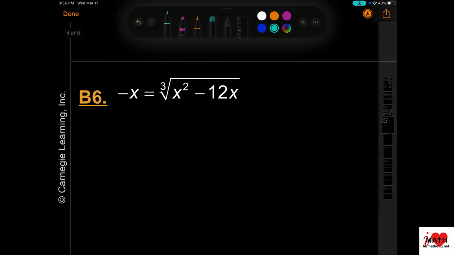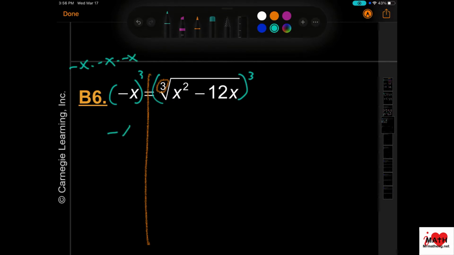Okay, this one is isolated. There's nothing in front or behind it. Okay, now we're going to identify the index, which is this one right here. So I'm going to do the third power to each of these. On the left side, negative x to the third power gives me negative x times negative x times negative x, which is negative x to the third power. Over here, you're just left with what's inside, which is x squared minus 12x. This 3 and 3 in the radical sign go away.